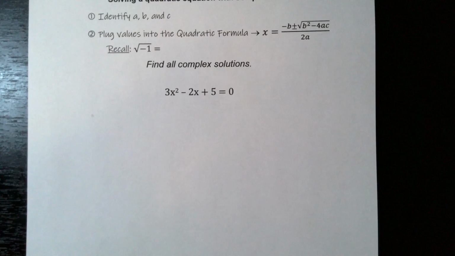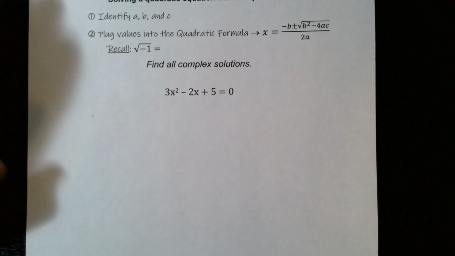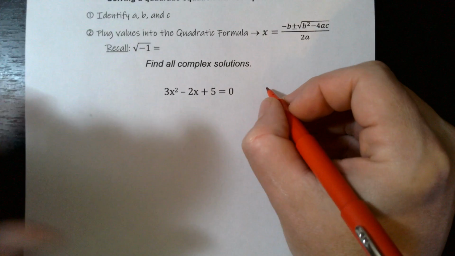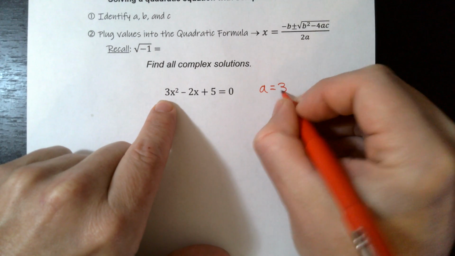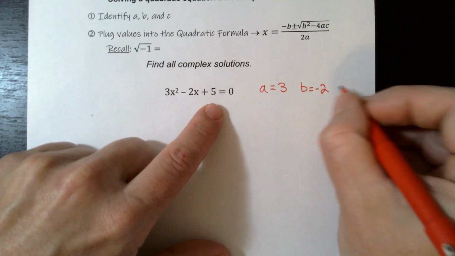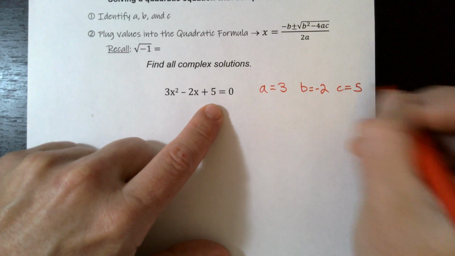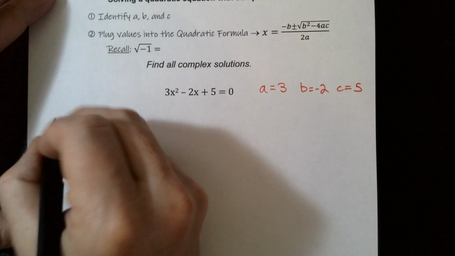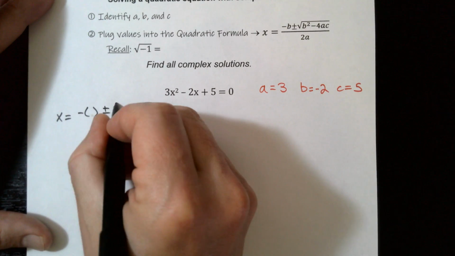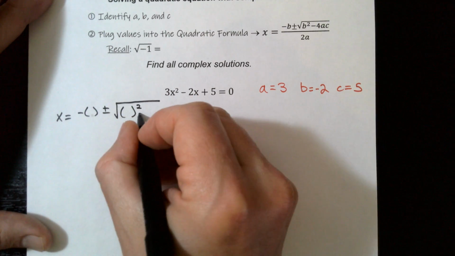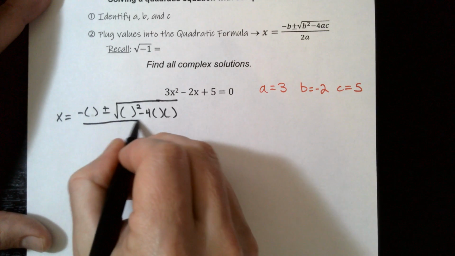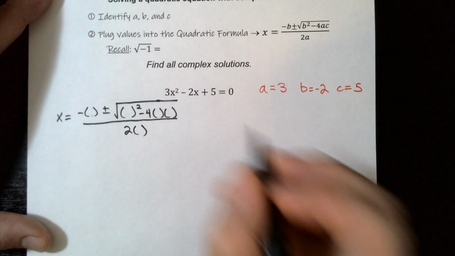Okay, one more. On this one we have 3x squared minus 2x plus 5. So our A is going to be the 3, our B is going to be negative 2, and our C is going to be 5. So let's write out the quadratic formula. x is equal to negative B plus or minus the square root of B squared minus 4 times A times C, all over 2 times A.